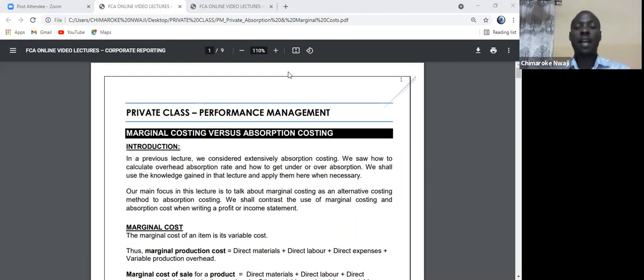While in ABC, which is the activity-based costing, we talked about cost driver rates. And it is being driven by activity verbs as against nouns for absorption costing.